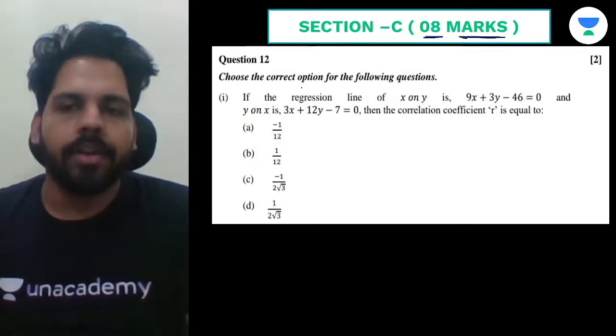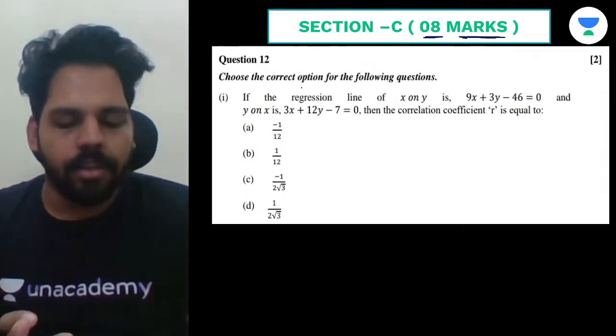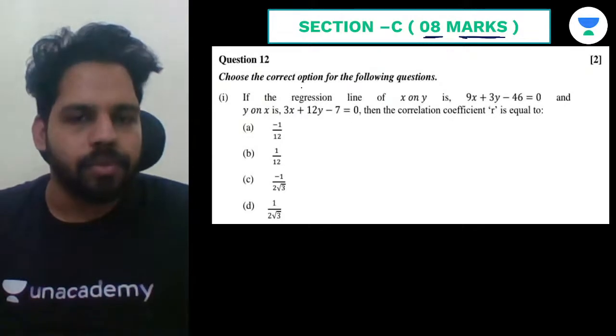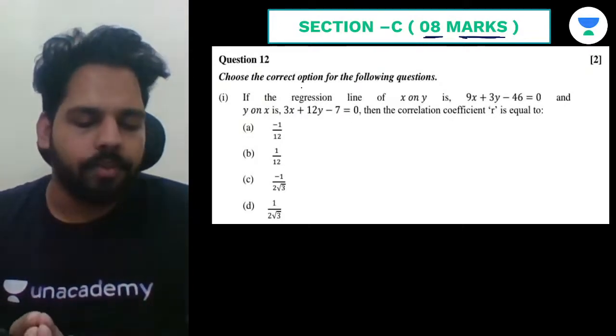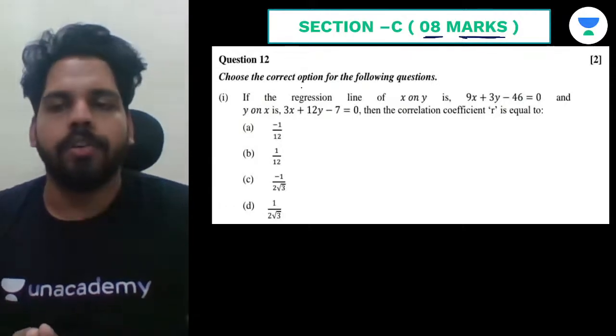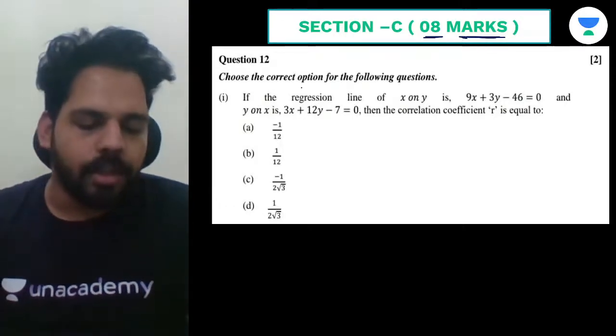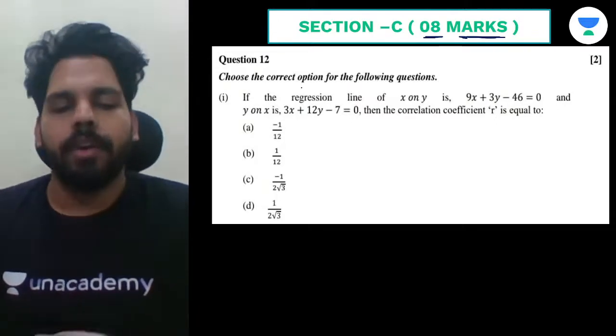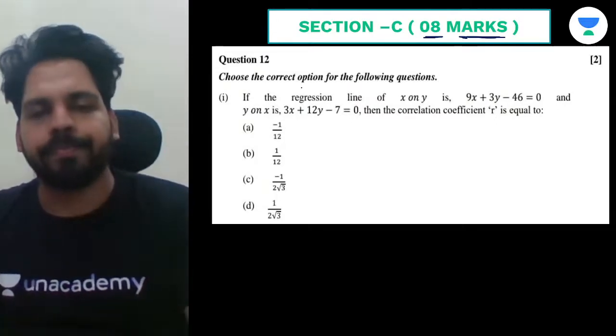So how many students are going to solve this section? You can see how many types of questions are coming. This section is of 8 marks only, where you will get one or two questions from correlation, regression, or one question from linear programming. So you will be able to understand how to solve them. Here we go with the very first question today.